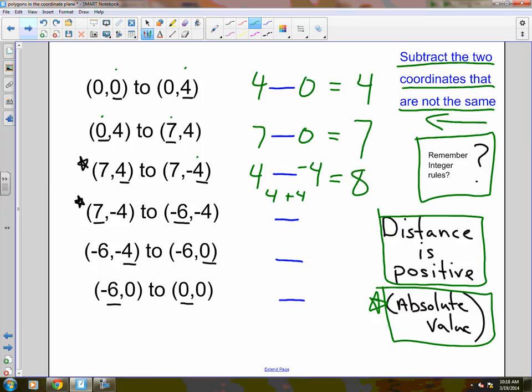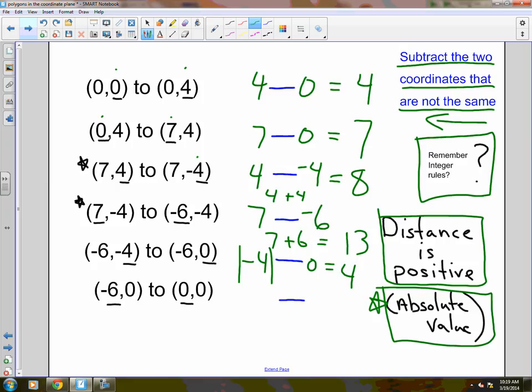Up here we have 7 minus negative 6. Absolute value again. This would be 7 plus 6. Remember, kids, when you go distance, you go positive. That's absolute value. 7 plus 6 is? All right, 13. We're almost done. What's next here? Negative 4 minus 0. Again, we need absolute value. What's the absolute value of negative 4? 4. Very good. 4 minus 0 is 4.